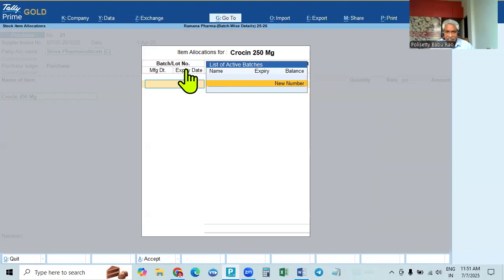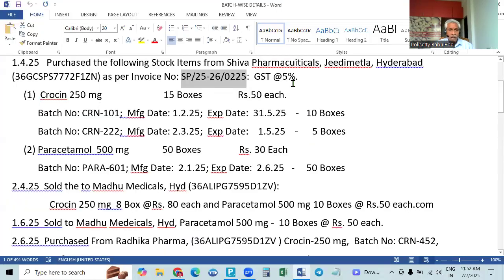In the second line, manufacturing date and expiry date will be there. And here, if there is any stock, the name of the item, that is the batch name, may be given, or the batch number. So the name is batch name or batch number. Manufacturing date is not so important. And the expiry date it will show, and the balance it will show if we already have stock. Now we don't have any stock. We have started newly. That is why now we are purchasing.